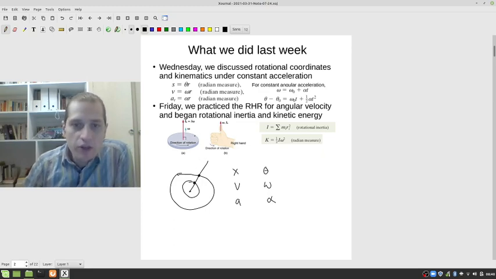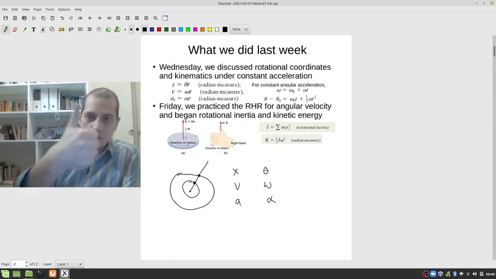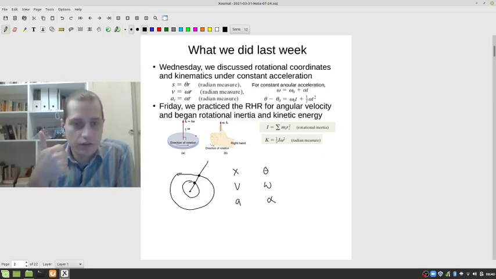Okay, now then we practiced our right-hand rule. The direction the thing is spinning, your thumb is pointing in the direction that we, as a convention, label the direction of the angular velocity, or today we're going to use it as the angular momentum.